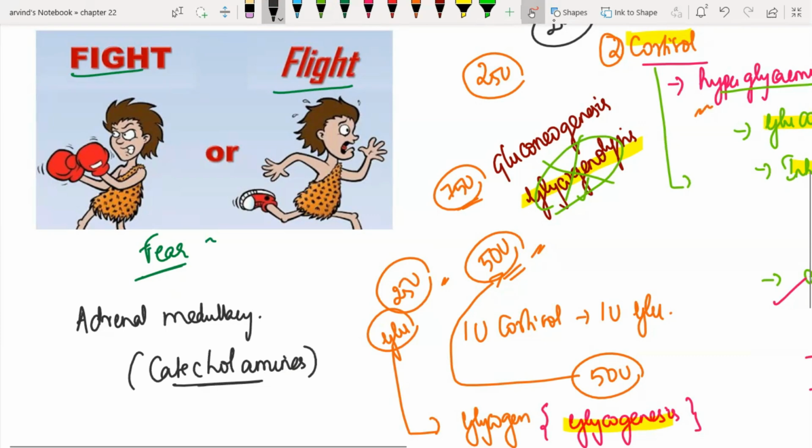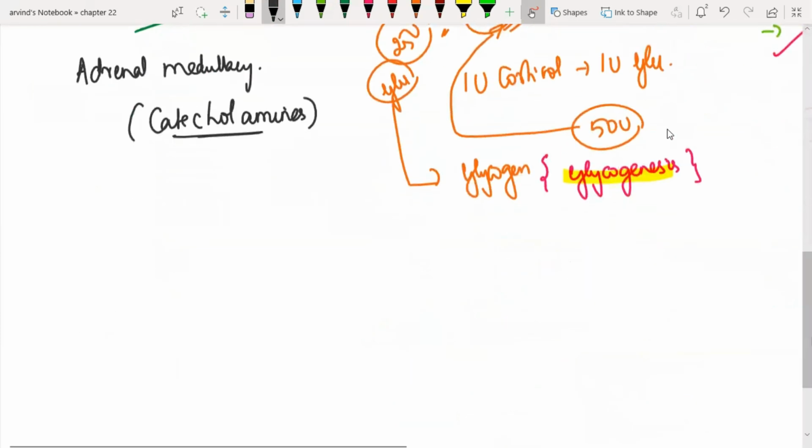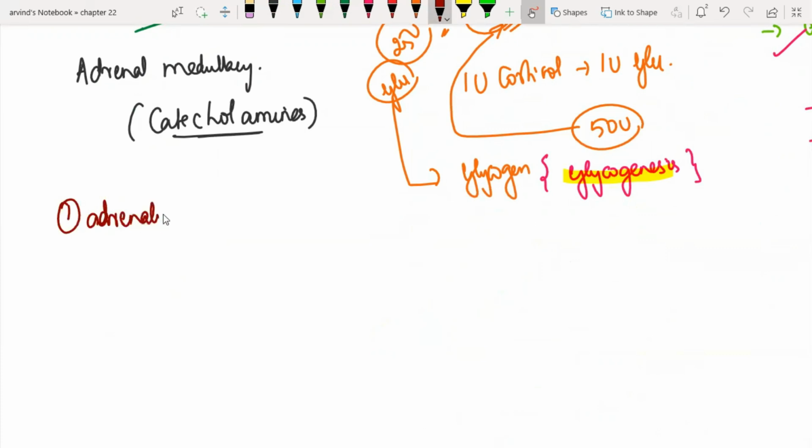Because it is a direct amino acid derivative, I call them catecholamines. So we have two catecholamines, two adrenal medullary hormones. One is adrenaline, or referred to as epinephrine.